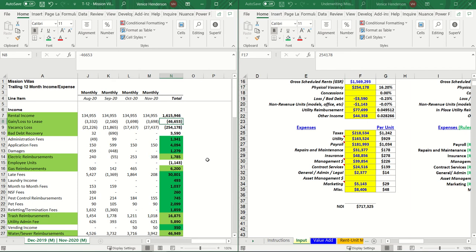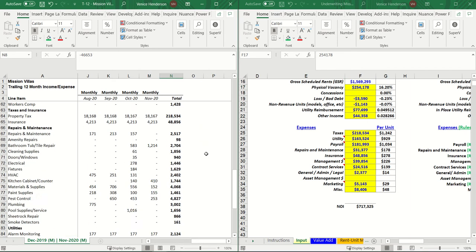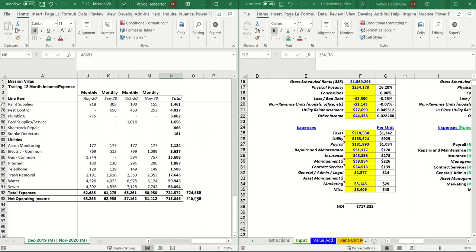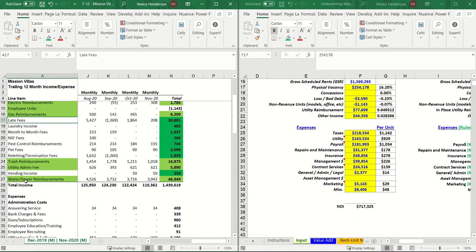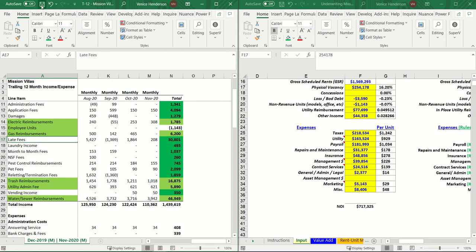So 717,325. I'm good. 715,039. I'm off by $2,000, but for the most part, we're going to move on and we'll catch it somewhere else later. But again, that's why it was so important that I begin to highlight it, which reminds me that I should save periodically.